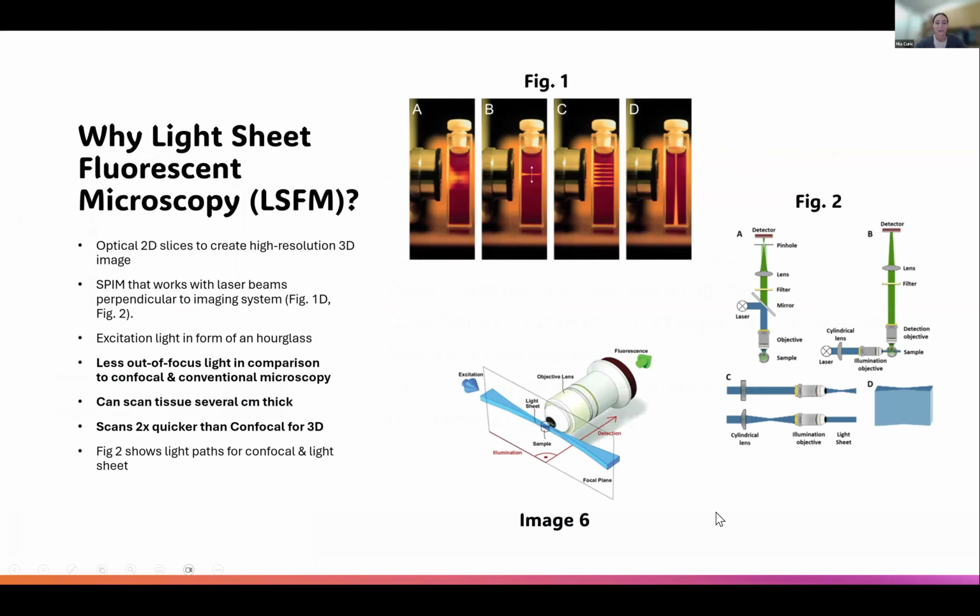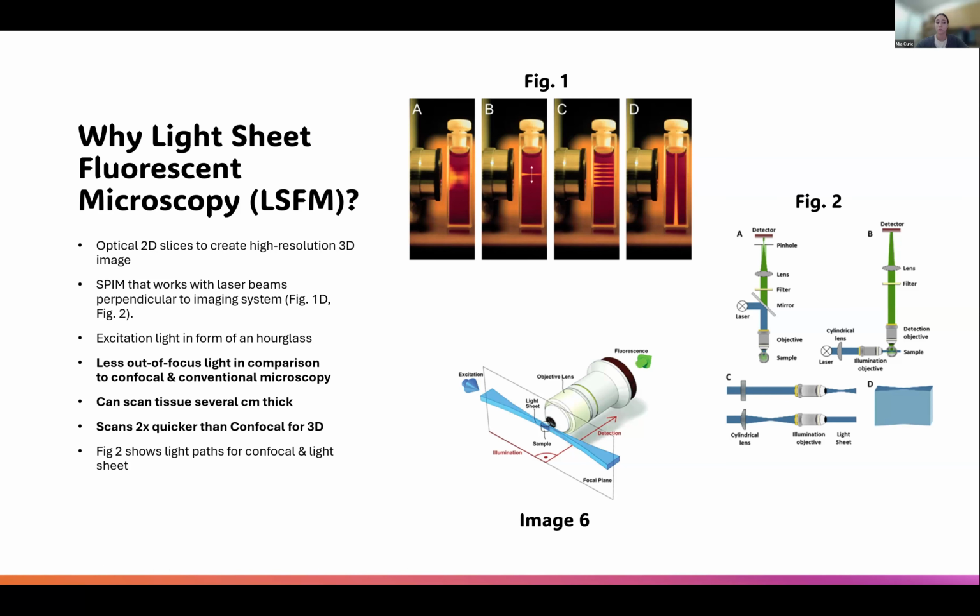So why light sheet fluorescence microscopy? It uses optical 2D slices to create high resolution 3D images. It utilizes a technology called single plane illumination microscopy, and it works with laser beams perpendicular to the imaging system. Like in figure 1D, we can see the light sheet perpendicular, and then this one is confocal. You can see the pinhole, and then this is conventional wide field microscopy. Its excitation light is in the form of an hourglass. This leads to less out of focus light in comparison to conventional and confocal microscopy.